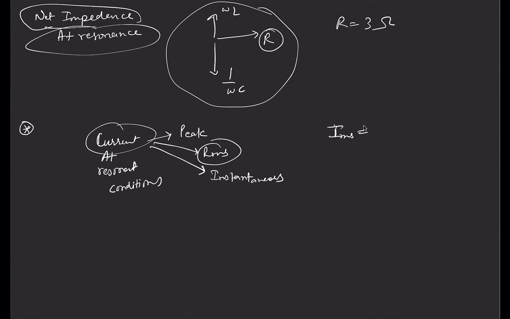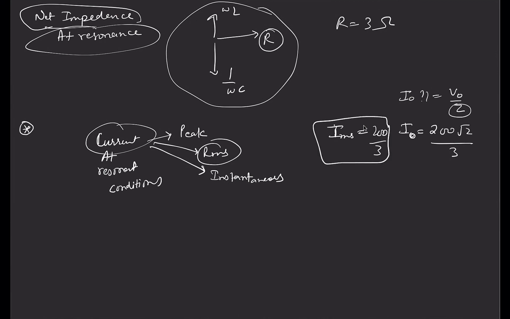So at resonance, the peak current I naught would be simply V naught by Z. So V naught is 200√2 and Z at resonance is 3. So peak current is 200√2 by 3, which implies RMS is 200 by 3, because RMS is nothing but peak by √2. So Irms is I naught by √2, right?